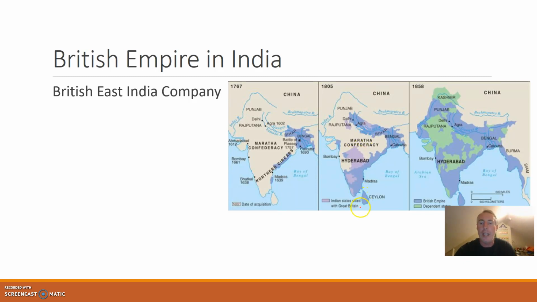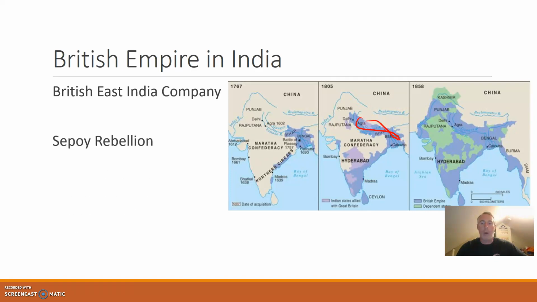1805, right, you can see the darker blue areas that were directly under the control. So they had pretty much the entire Ganges Plain through here, right, into the Bay of Bengal. They also had the small island of Ceylon, which today is known as Sri Lanka. But then by 1858, there's a very, very big difference, where it shows that it's under direct control of the British Empire, and then all of these go from allied states to dependent states.